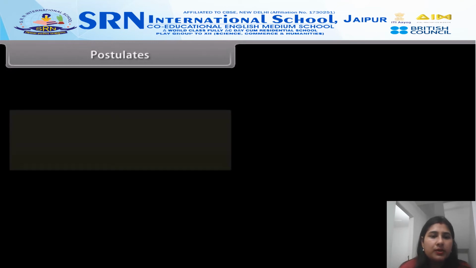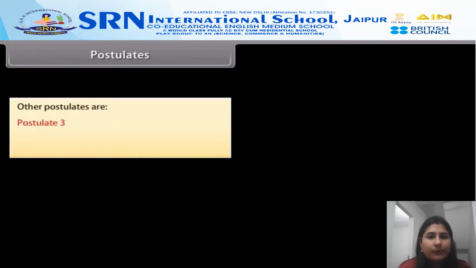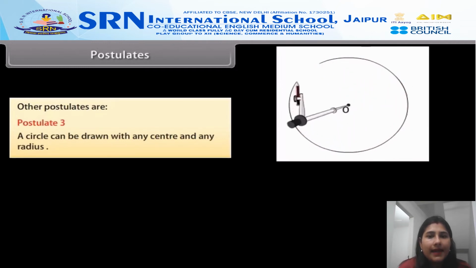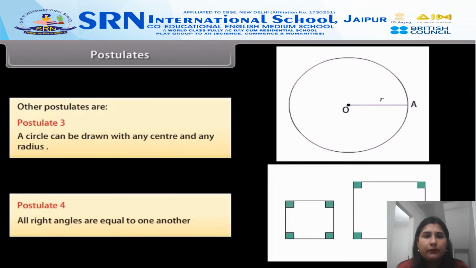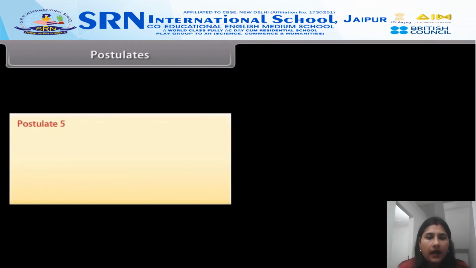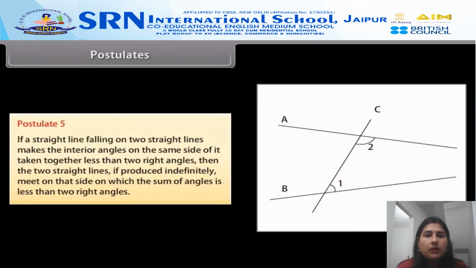Now comes postulate number 3. A circle can be drawn with any center and any radius. Postulate number 4: all right angles are equal to 90 degrees each. Postulate 5: as you can see, if two straight lines are produced indefinitely, they meet on the side on which the sum of angles is less than two right angles. You can see in the figure angle 1 and angle 2 are less than two right angles.